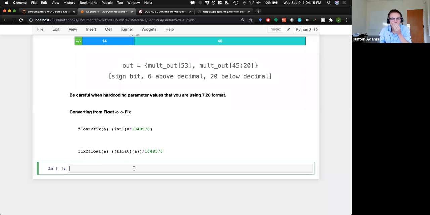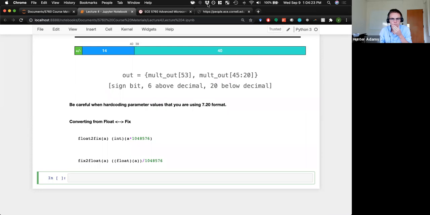Okay. So any other questions? I want to next talk about the integrator.